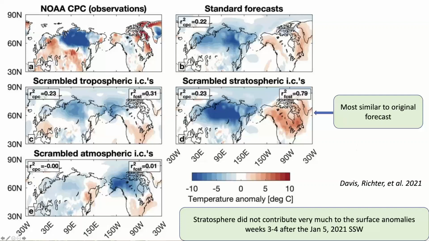There was a little bit of a contribution from the stratosphere, but it wasn't that big, and maybe partly came a little bit later, but we only looked at week 3-4 at this time. And this bottom left panel also shows you that when you completely remove the memory of atmospheric initial conditions, your forecast skill goes to 0. So that again gives you an idea that the atmospheric initial conditions are really crucial to getting the week 3-4 forecast correct.